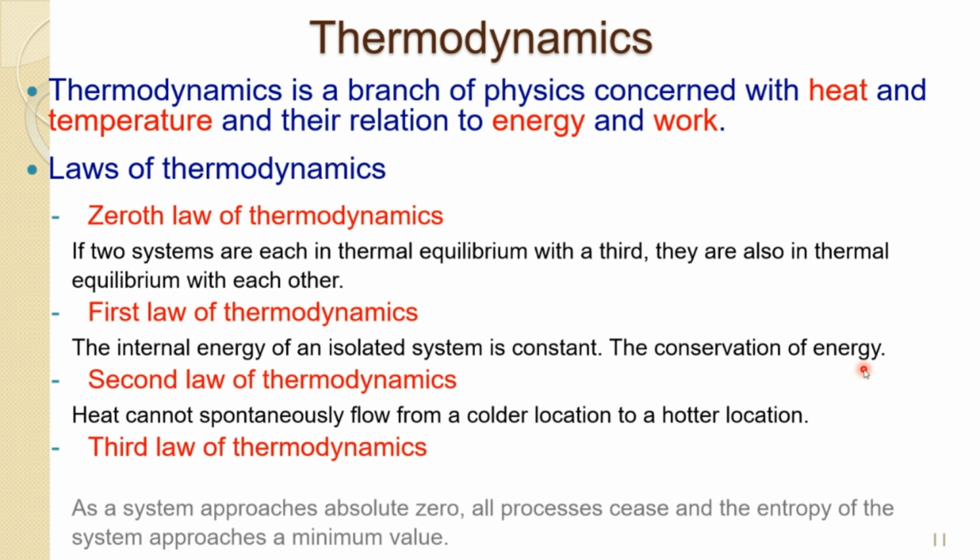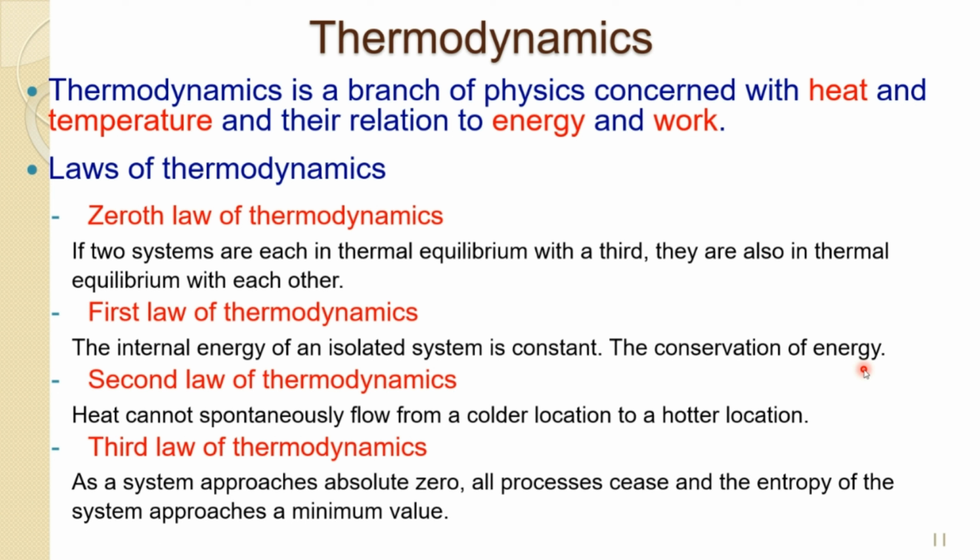How about the third law of thermodynamics? As a system approaches absolute zero, all processes cease and the entropy of the system approaches a minimum value. What does that mean? Absolute zero means 0 Kelvin. Everything stops, even molecules, even atoms stop moving. So the energy becomes the lowest, minimum value. That's why you can do time travel, right? Because if I froze you to 0 Kelvin, everything stopped. It's like you slept. And then 30 years later, we make the temperature higher and let you be alive. So you can wake up 30 years later.